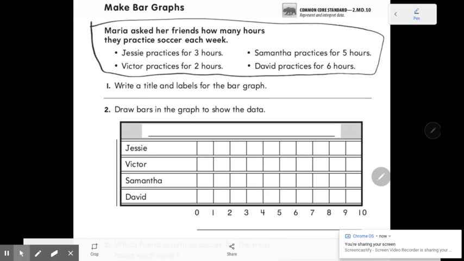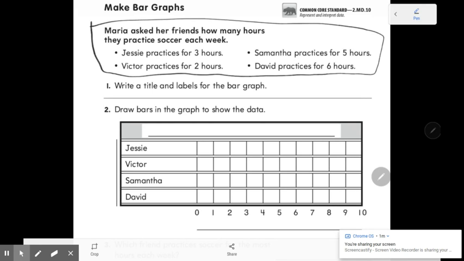Maria asked her friends how many hours they practice soccer each week. Now, this is what Maria found out. Jesse practices for 3 hours. Victor practices for 2 hours. Samantha practices for 5 hours. And David practices for 6 hours. So they all practice a different amount of hours.